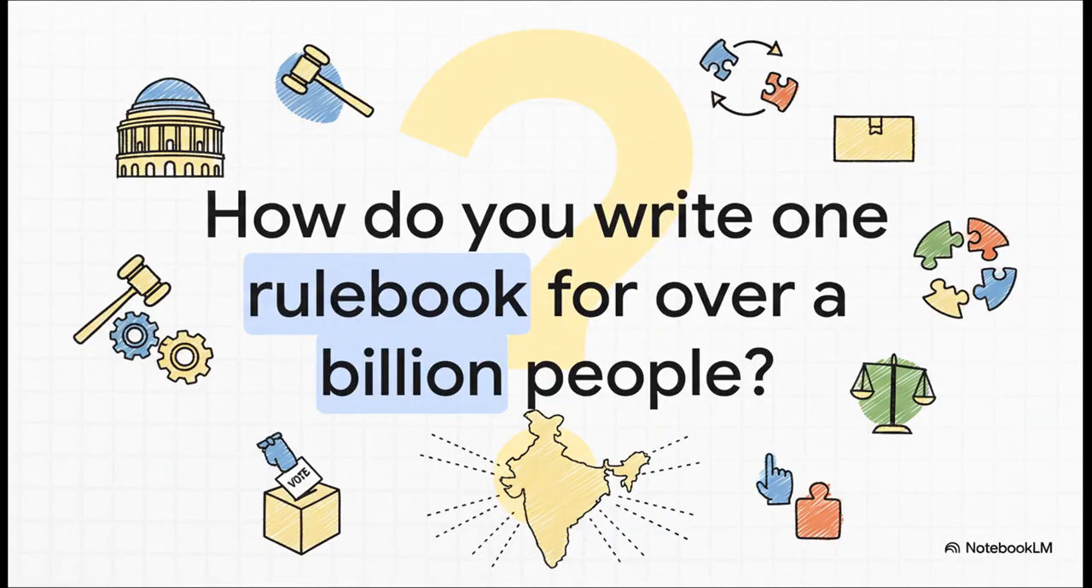And really, this isn't just some abstract question. It's the core problem the Indian Constitution was designed to solve. How do you create a blueprint that's strong enough to keep things stable, but also flexible enough to handle just unimaginable diversity? And, of course, change over time. So where did a document this massive even come from?